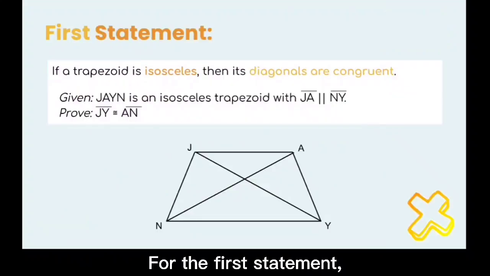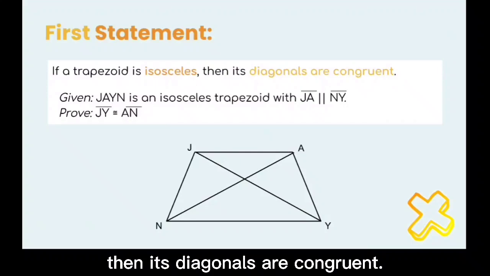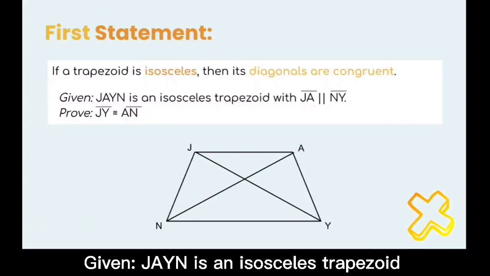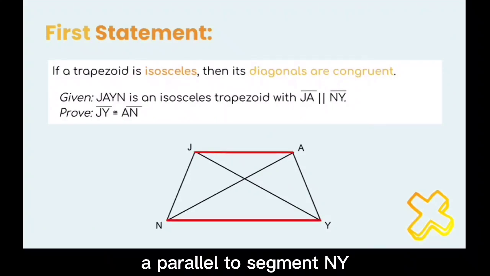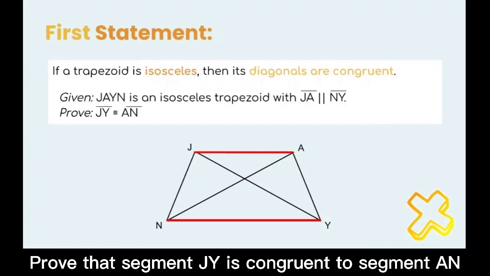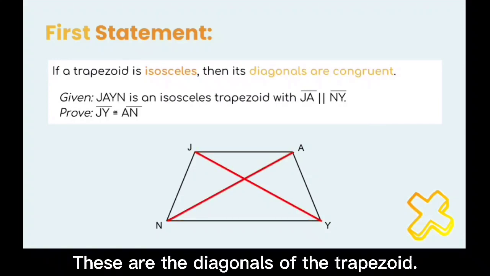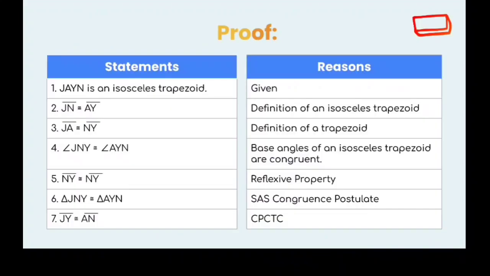For the first statement, if a trapezoid is isosceles, then its diagonals are congruent. Given JAYN is an isosceles trapezoid with segment JA parallel to segment NY, prove that segment JY is congruent to segment AN. These are the diagonals of the trapezoid.